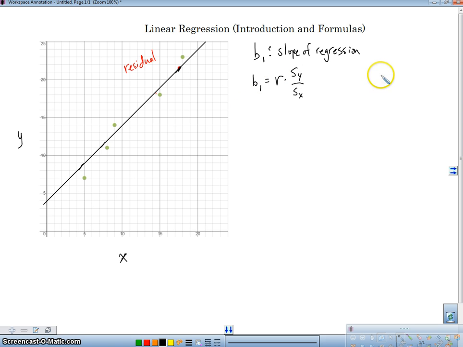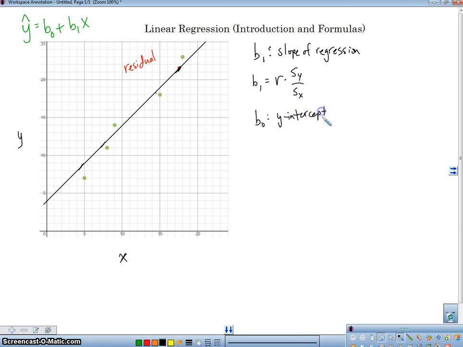Now, we're not done totally yet, because let me write on the side here, what we're really looking for is the equation. The equation of this line is written as y hat equals b sub 0 plus b sub 1 times x. B sub 1 we just said, right? B sub 1 is the slope of the regression. What do you think b sub 0 is? B sub 0 is the y-intercept.